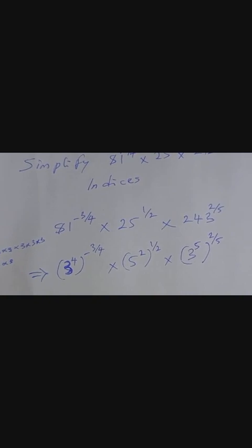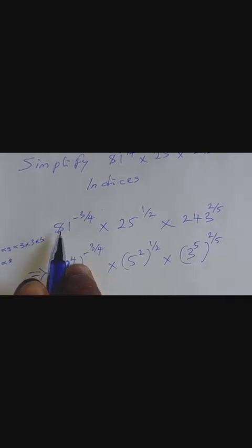All right, so we have been able to break down those bases, 81, 25, and 243, to their simplest square root form. That's 3 raised to power 4 for 81, 5 raised to the power 2 for 25, and 3 raised to the power 5 for 243. So having done this, let's begin now to apply the laws of indices to simplify them.